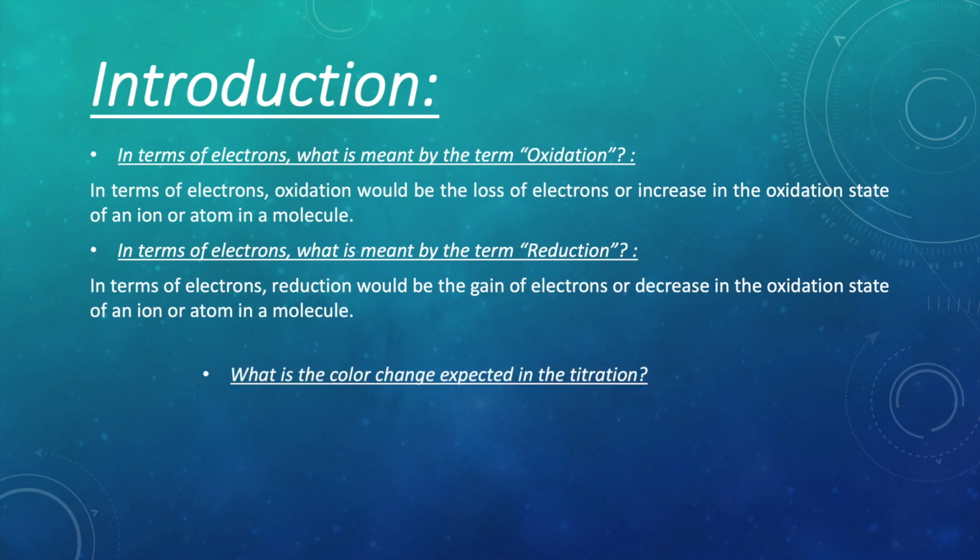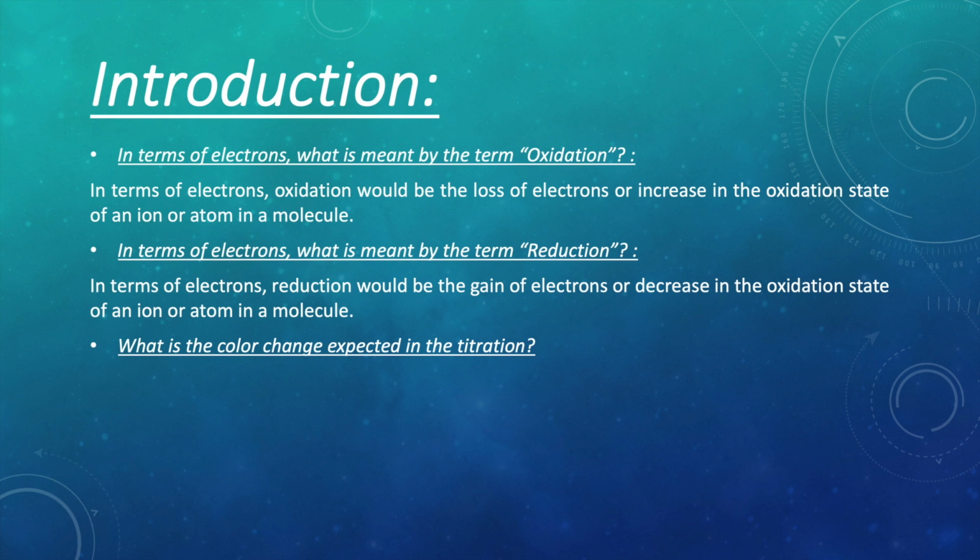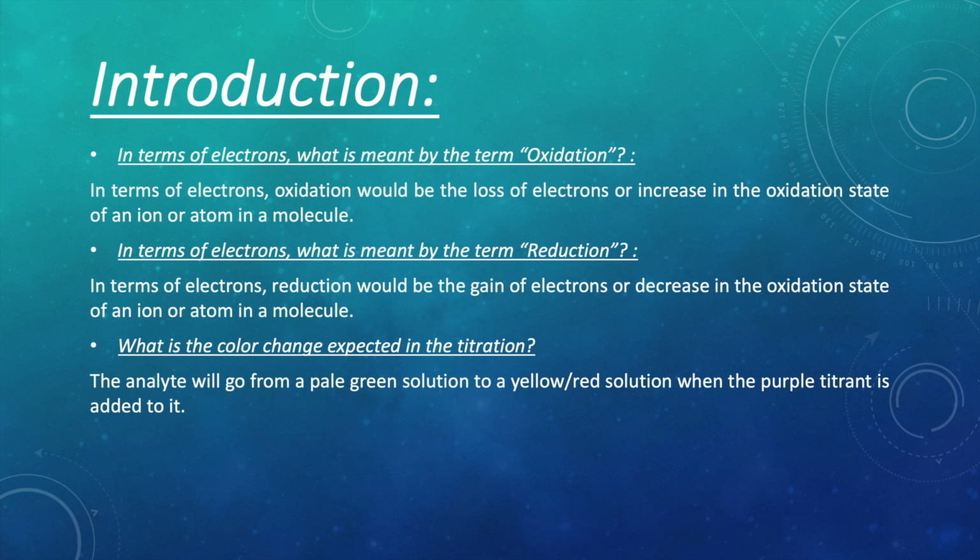atom in a molecule. And then what can we expect today about the color change of the titration? The analyte will go from pale green solution to yellow-red solution when the purple titrant is added to it.